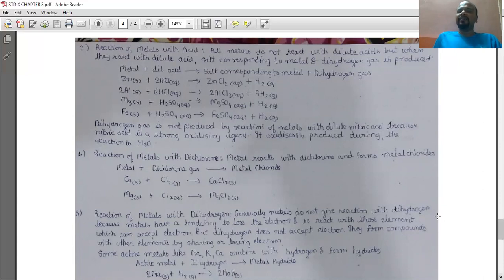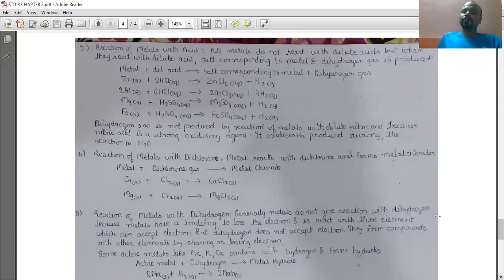Fourth equation, iron when reacts with sulfuric acid gives you iron sulfate plus hydrogen gas, or you can say ferrous sulfate. Fe plus H2SO4 gives you FeSO4 plus H2. So this is the reaction of metals with acid. Whenever a metal reacts with dilute acid, salt corresponding to the metal and dihydrogen gas is produced.